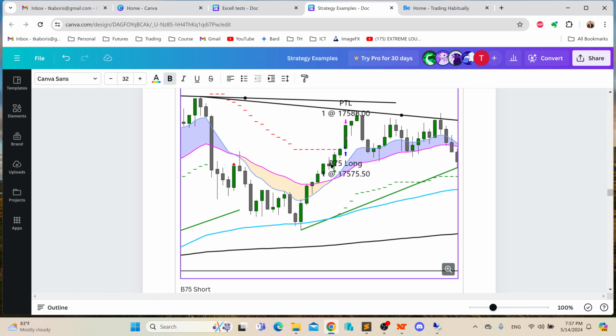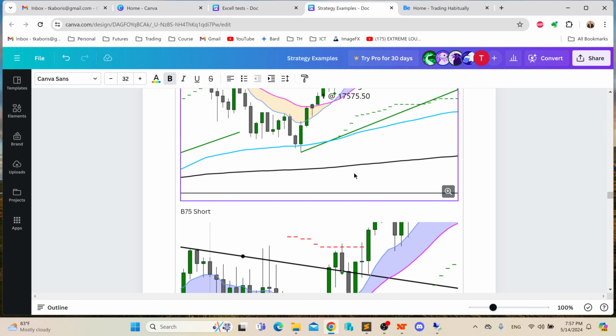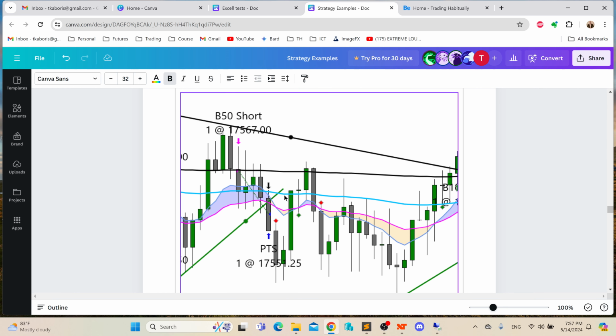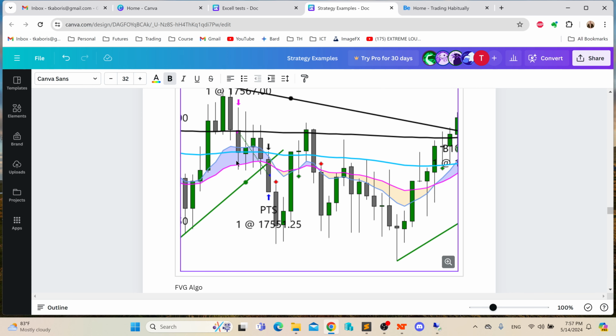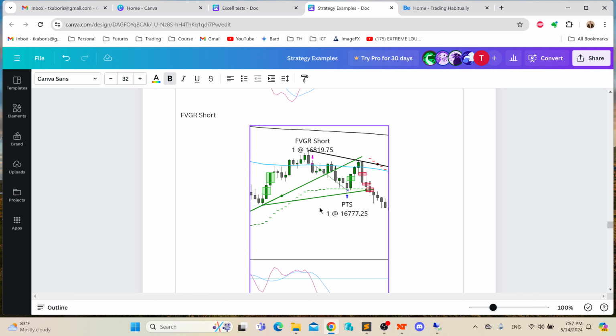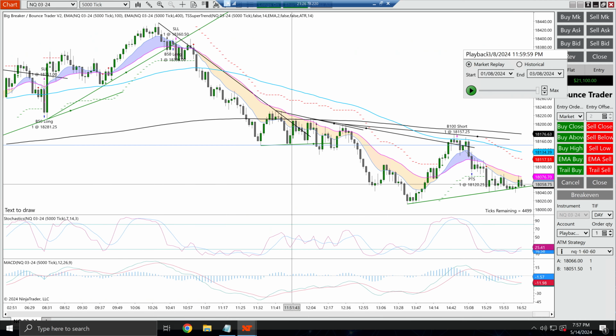B75 is that break of that super trend. That's the very last trade. And B50 is a 4-bar pattern. 1, 2, 3, 4. And so that's about it. And so here's a B100. This is a bounce from 100 EMA.